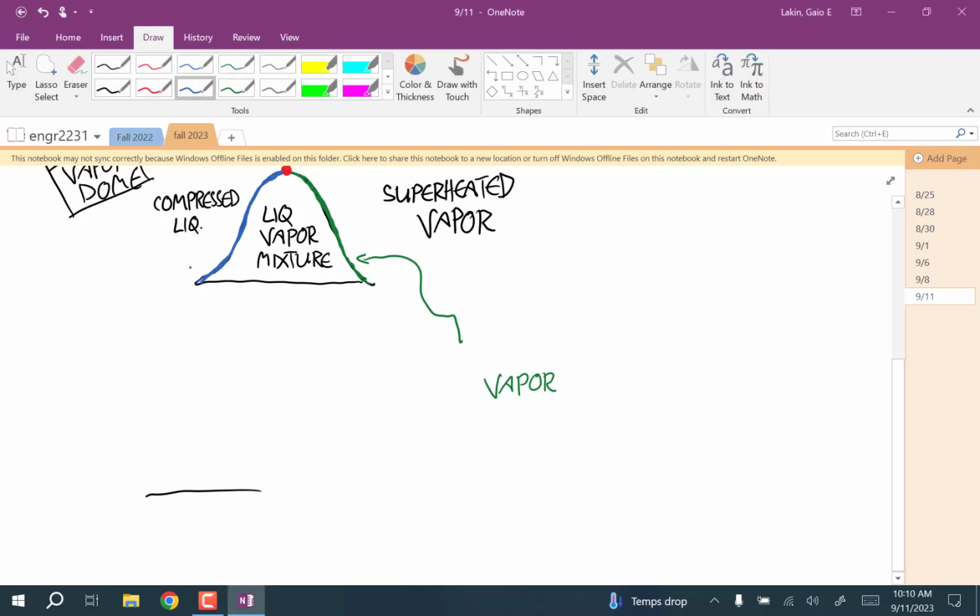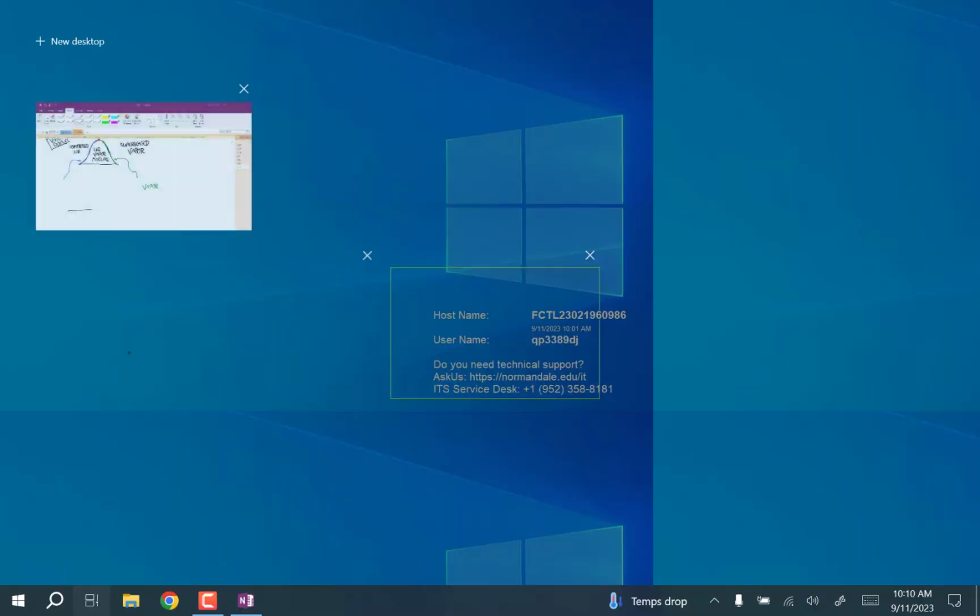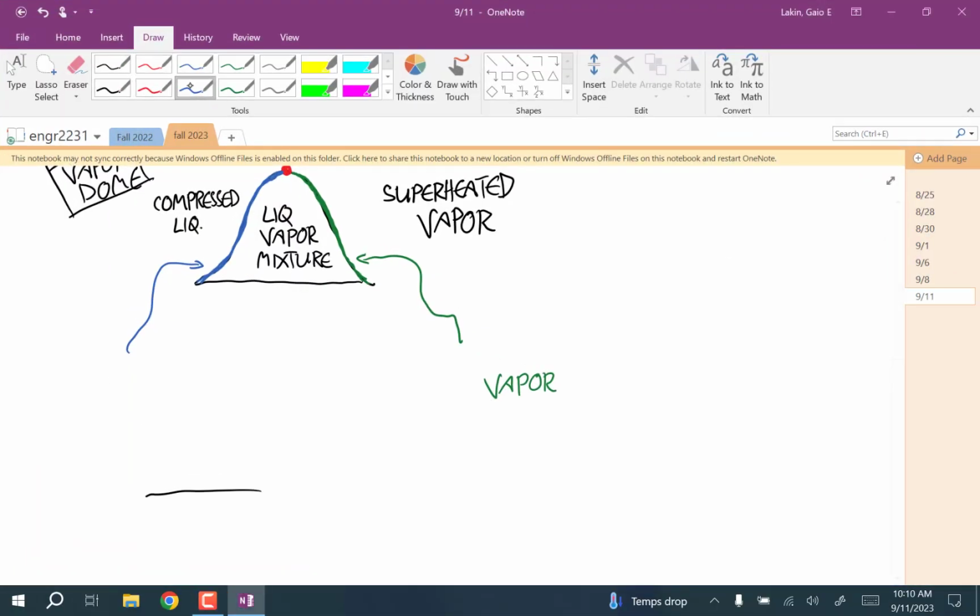I lost a couple things. Okay, this is the saturated liquid over here. This is the saturated vapor.